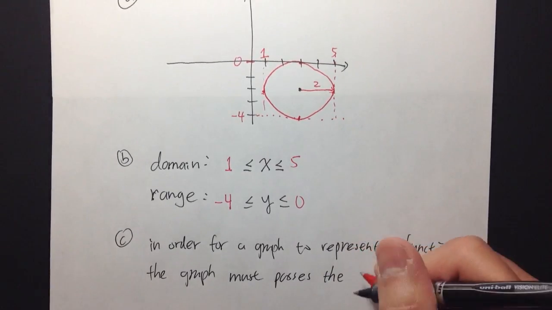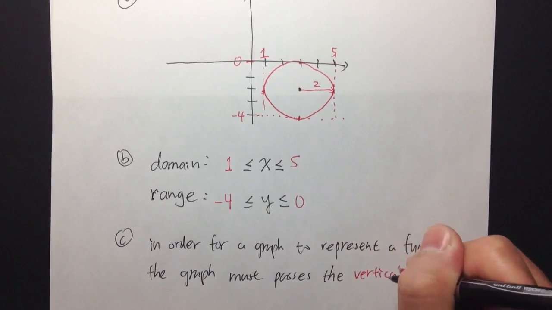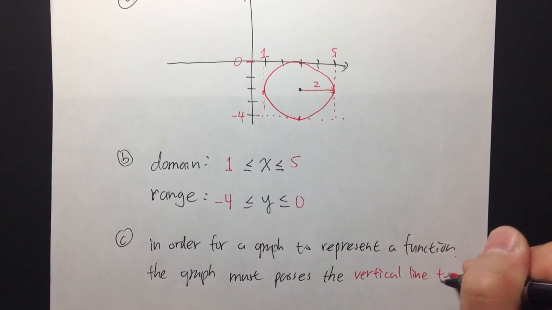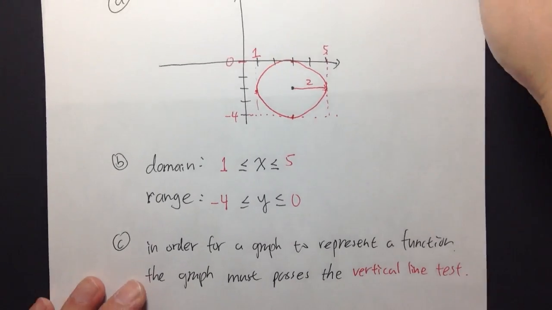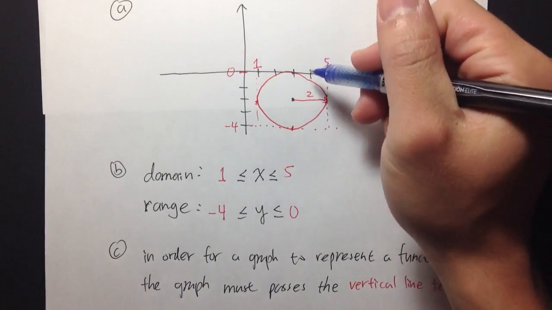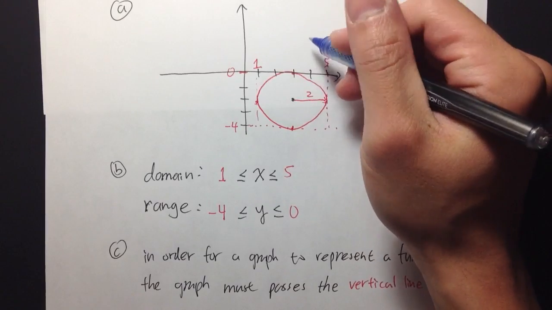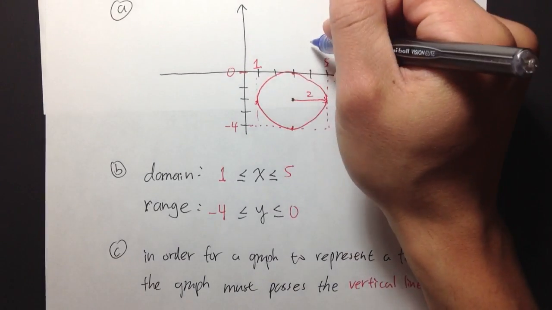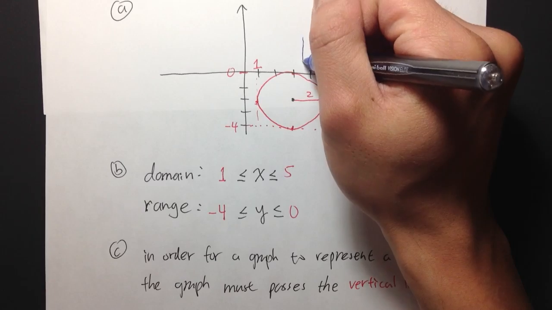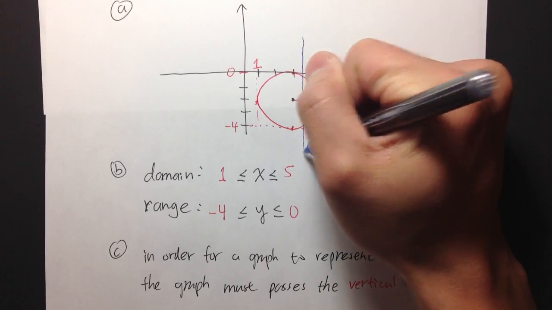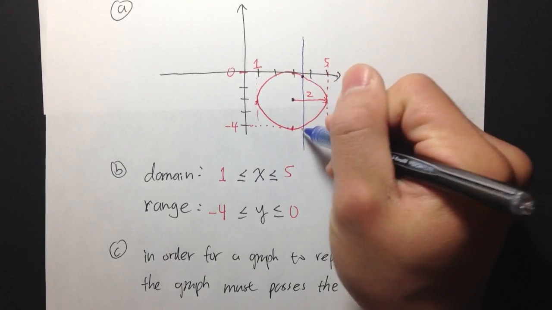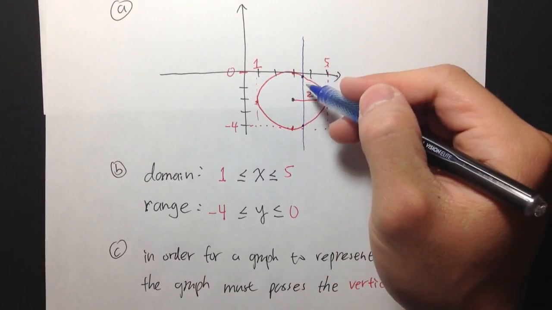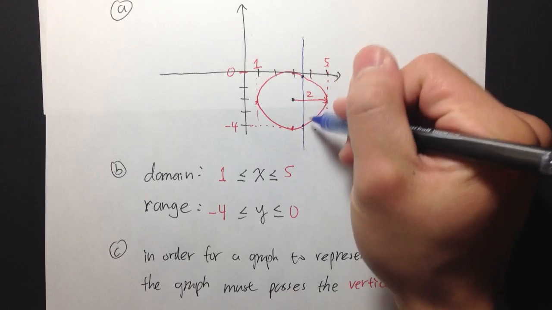The vertical line test. Okay? So what that means is, in this case, let me use a blue pen. So what that means is, we are going to draw vertical lines right here. So just imagine that I draw a vertical line right here. And as we can see, this vertical line touches my graph right here and here. This vertical line intersects with my graph twice.